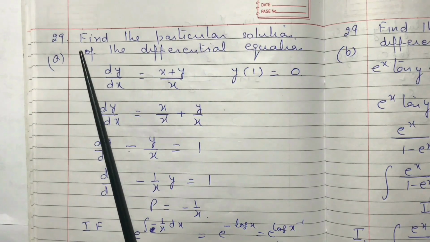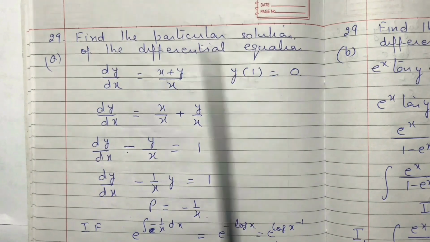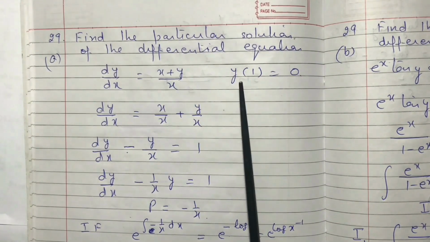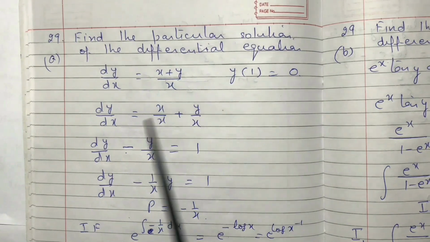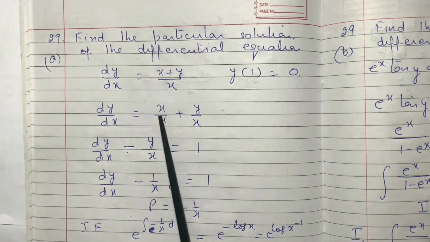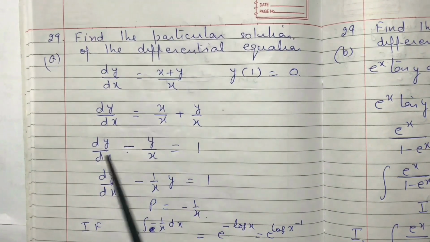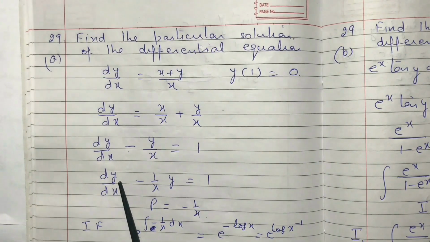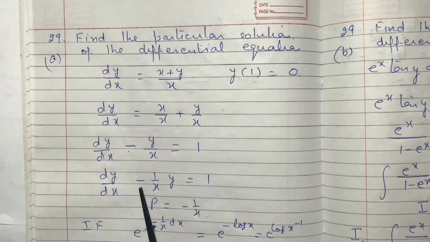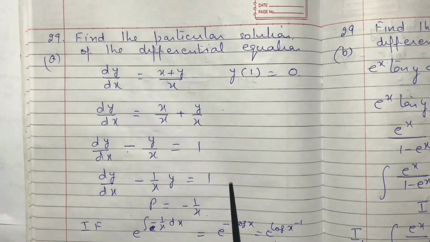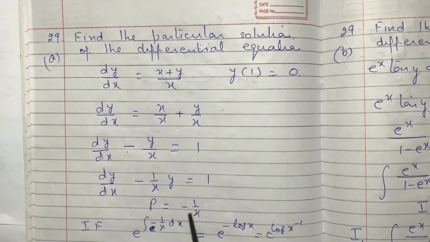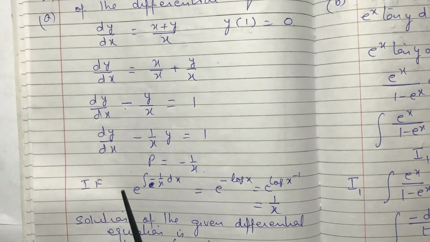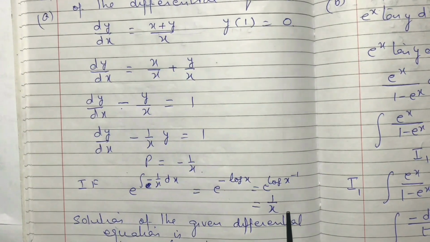Now this is question number 29. Find the particular solution of the differential equation dy by dx is equal to x plus y upon x when y(1) is equal to 0. Now dy by dx can be written as x upon x plus y upon x. It means dy by dx minus y upon x is equal to 1. So this can be written as dy by dx minus 1 by x y is equal to 1. Here p is equal to minus 1 by x. Now find the integrating factor, which will come out to be 1 by x.